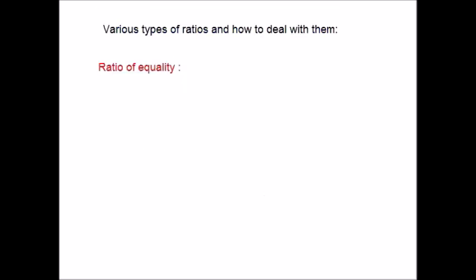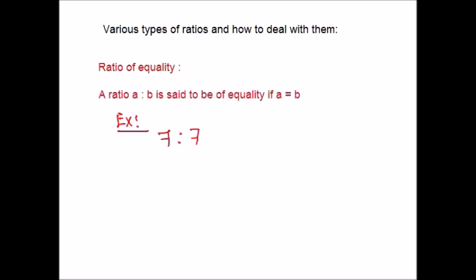A ratio A is to B is said to be of equality if A equals B. For example, 7:7 is a ratio of equality because 7 is equal to 7. These are a few examples of ratio of equality.